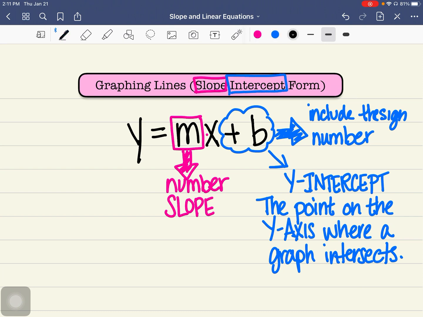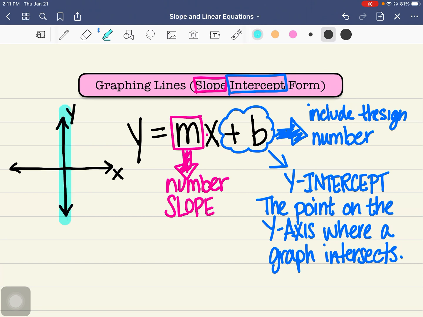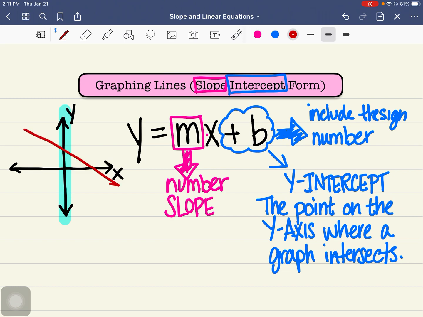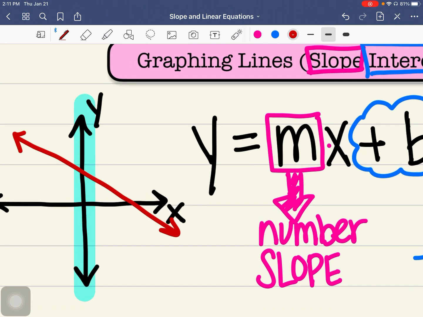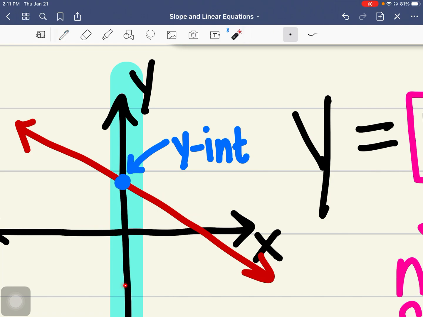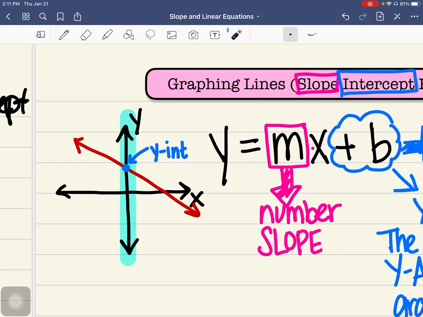All right, so really quickly, on a y-intercept, if this is my y-axis, I'll do a quick sketch, and that's my x-axis. What we're going to be doing here today is graphing all kinds of different lines. So let's just say it's this red line. If I zoom in on this, the y-intercept is right at the point where that line crosses the y-axis. That is your y-intercept right there. And that's just a number, however many up, or if it happens to be down below, it's just a number. So we'll talk about those in a second.